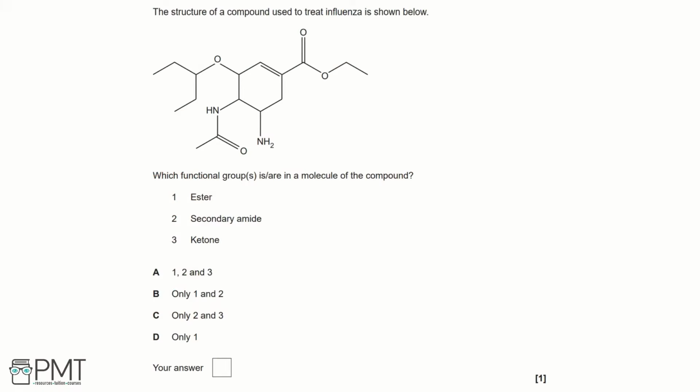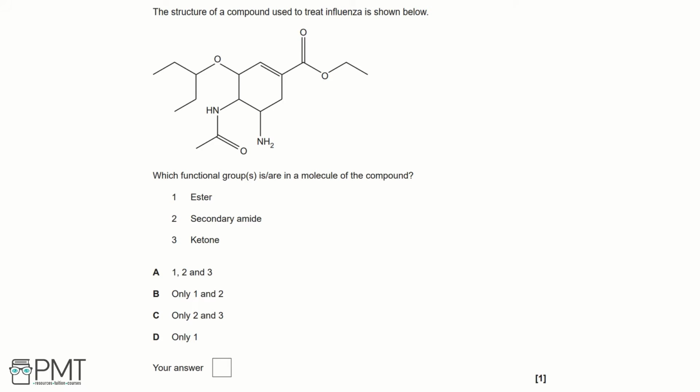The structure of a compound used to treat influenza is shown below. Which functional group or groups is or are in a molecule of the compound? 1. Ester. 2. Secondary amide. 3. Ketone. A. 1, 2 and 3. B.